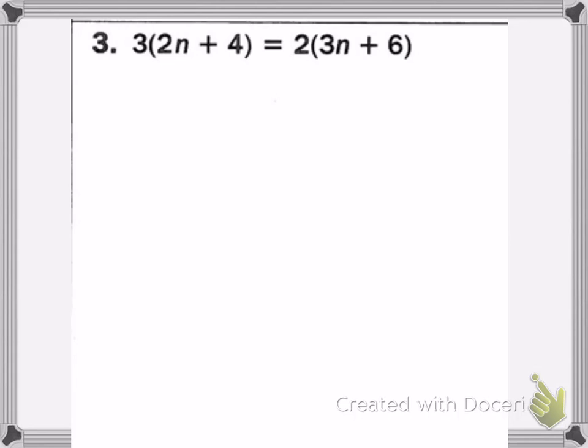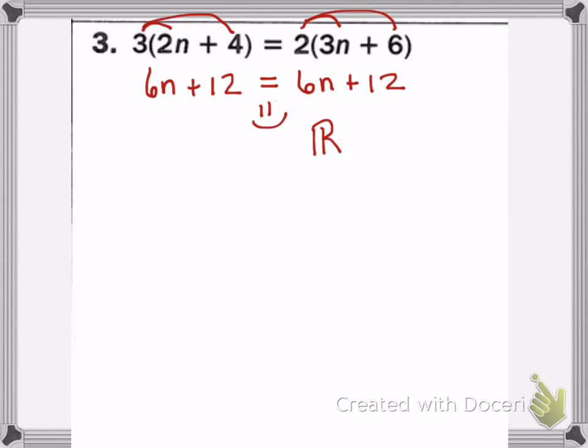For example 3, we've got distributive on both sides. So we'll just do one side at a time. So we're going to multiply 3 times 2n, that's going to give me 6n, plus 3 times the 4 gives me 12. And I've got my equal sign in between, and then 2 times 3n, 6n, plus 2 times 6 is 12. Now you should see that we have the same thing on both sides of the equation. When it's the same thing on both sides of the equation, that means all real numbers will work. So all numbers are the solution to this equation.